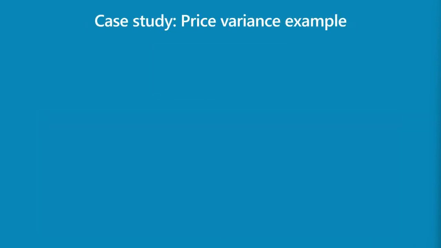In our second scenario, we will look at an example of a price variance. When you use standard cost, this is less likely to happen unless you're frequently updating your standard costs, but with periodic costing methods, this is much more likely.